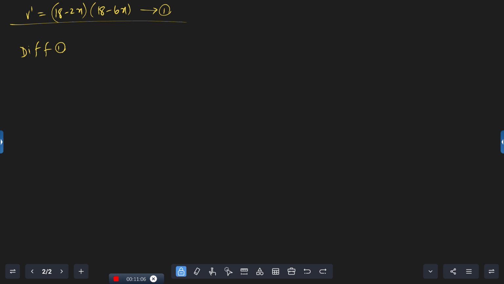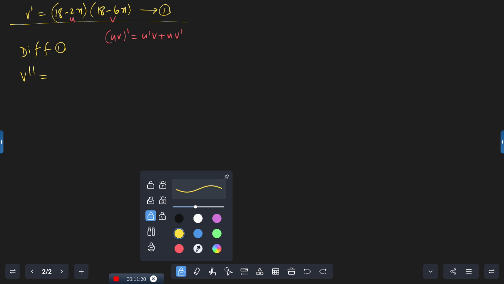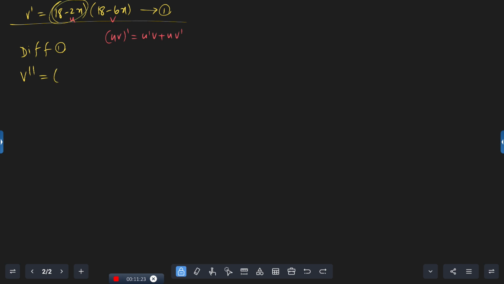Differentiate it. So v double dash is equal to, again the uv formula. This is u, this is v. uv whole dash is equal to u dash v plus u v dash. That is what I want to apply. U dash: 18 minus 2x you differentiate, 18 derivative 0, minus 2 into x derivative 1. Into v, 18 minus 6x, you write as it is. Plus u into v dash. U is 18 minus 2x, into v dash, which you differentiate: 18 derivative 0, minus 6 into 1.